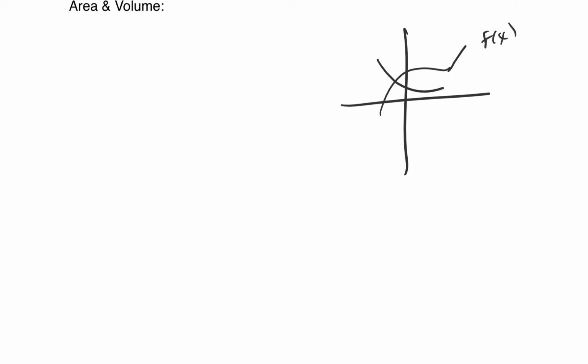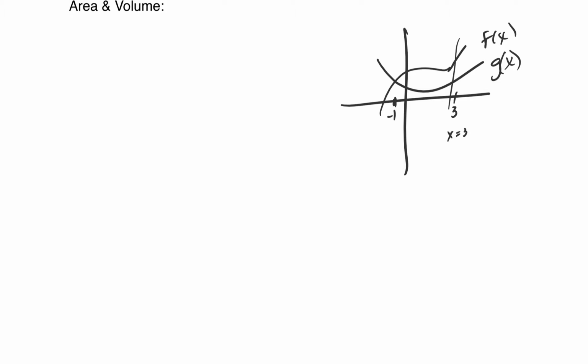Area and volume. So let's say I give you a little picture like this. Let's say that's f of x, and that's g of x, and I want to find out... So let's say they cross at -1. I want to figure it out until they go to, let's say, x equals 3.